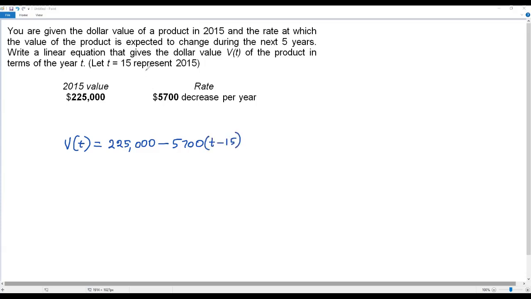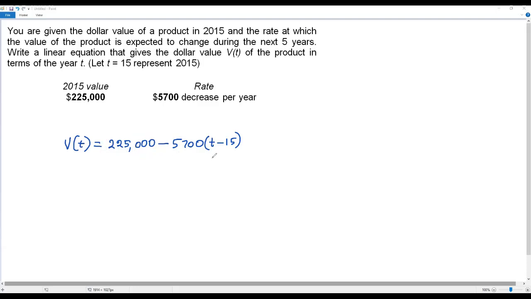So when I plug in t equals 15 in this equation, it must give the dollar value of the product in the year 2015. So it must be equal to $225,000. We can verify. When I plug in t equals 15, then 15 minus 15 becomes 0. When I multiply this by 0, this complete term becomes 0 for t equals 15. Then we are getting $225,000, which is the value in 2015. So when I multiply this 5,700 by t minus 15, it works clearly for t equals 15. When I plug in t equals 15, that is for the year 2015, I am getting this value.